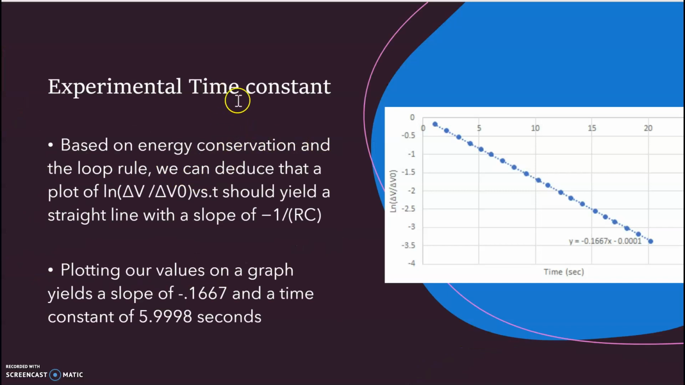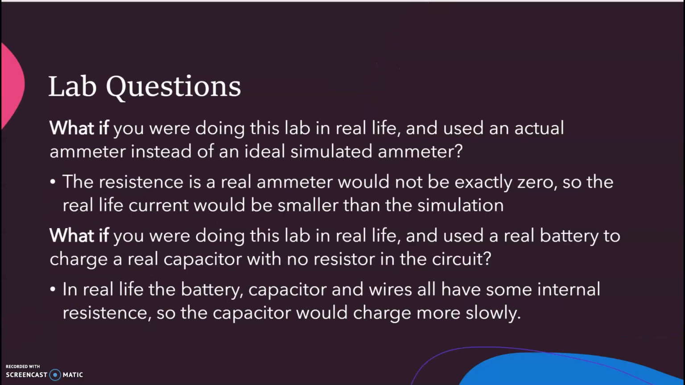So for the experimental time constant, based on energy conservation and the loop rule, we can deduce that the plot of the natural log of delta V over delta V naught versus time should yield a straight line with a slope of negative 1 over RC. Plotting our values on a graph yields a slope of negative 0.1667 and a time constant of 5.9998 seconds, which is very close to our theoretical calculation of 6 seconds.